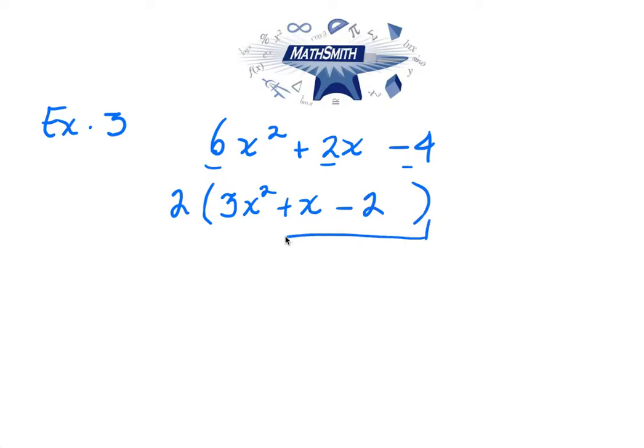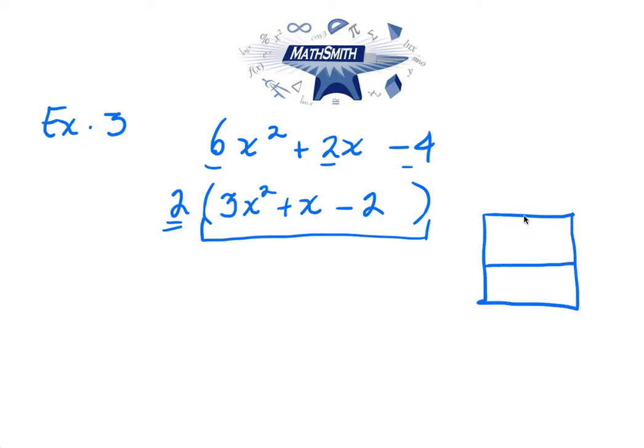Now, to factor this, you're going to leave the 2 just floating out there, because it is part of the original quadratic expression that you're factoring, but to do the box, you just do it on this middle part. I'll show you what happens if you don't do it.